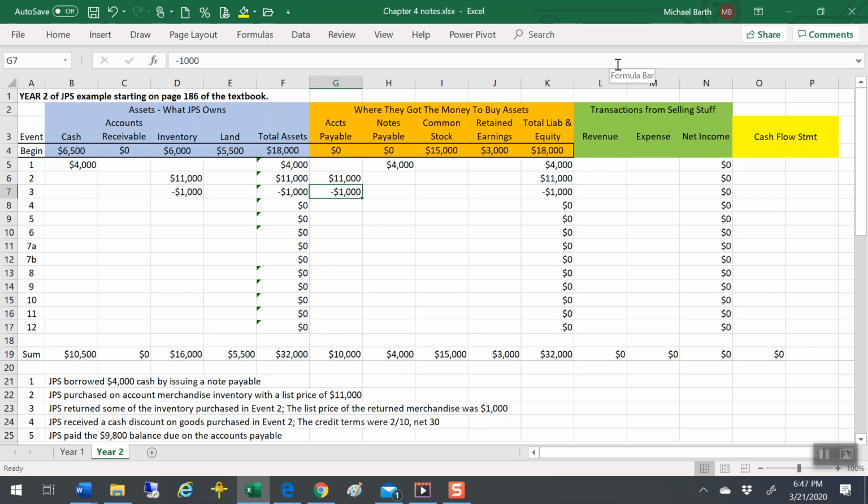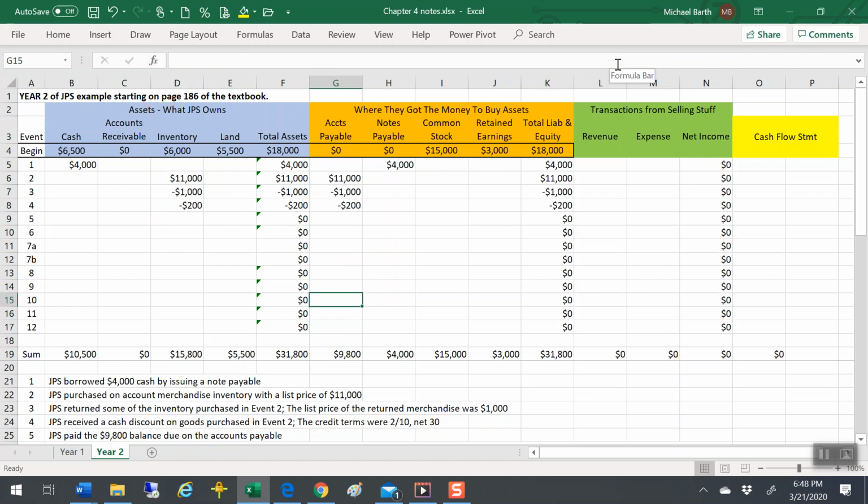Event number 4, JPS received a cash discount on the goods purchased in event 2. Cash discounts are interesting. We'll give you a discount if you'll pay us early. Your book points out that some companies essentially charge you extra if you don't pay within the discount window. Either way, whether you call this a discount or a surcharge, it has the same impact. If you pay within 10 days, and that's what that 2/10 net 30 means, you don't have to pay the full price, only the discounted price. The discount takes $200 off the cost of the inventory and off of your accounts payable, so you only owe me $9,800 during the first 10 days.